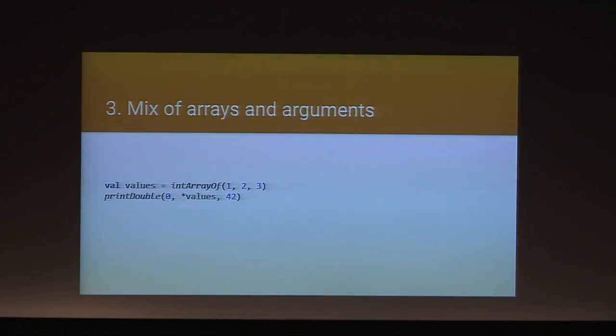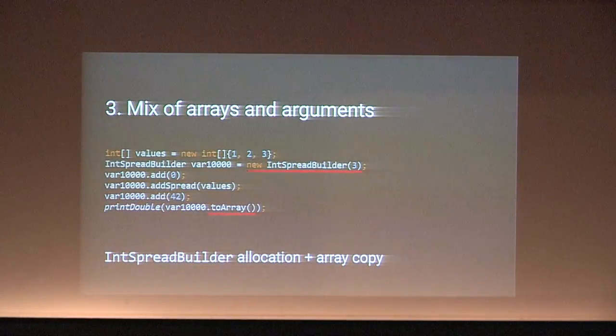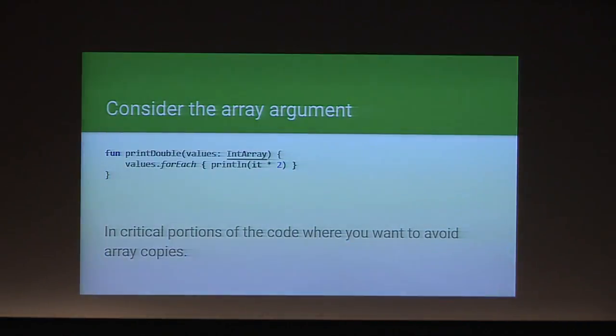You can mix individual values and arrays. If you do that, then it's going to allocate a special object called IntSpreadBuilder, because in this case it's an int array. And also it's going to make an array copy. So it's a slightly bigger cost. This is all fine, but if you have performance critical code where you need to call that vararg function with an array repeatedly, then I would recommend that you create another version of the function which is just taking an array as argument, so it will not be making a copy.